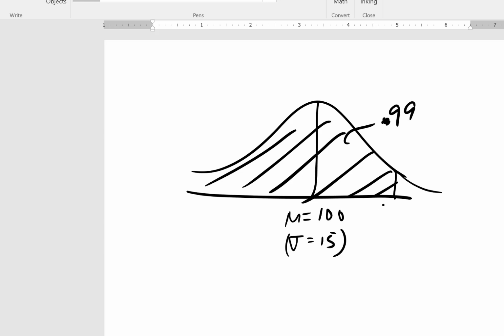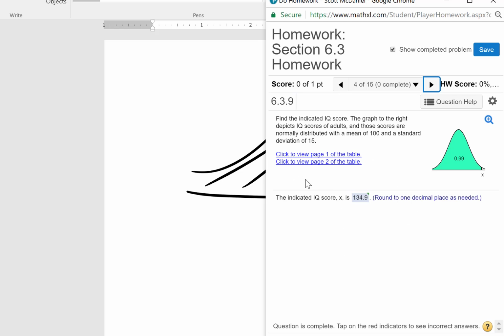And so I'm looking for this value here. That way, if I, for some reason, got a value below 100, something went wrong, right? Because obviously, visually, this should be greater than 100. And it is. You see it was about, sorry, 134.9.